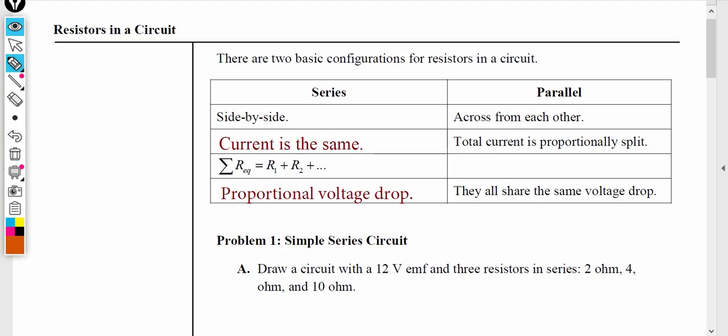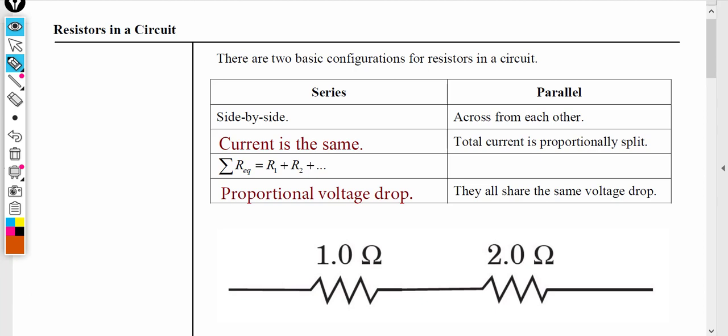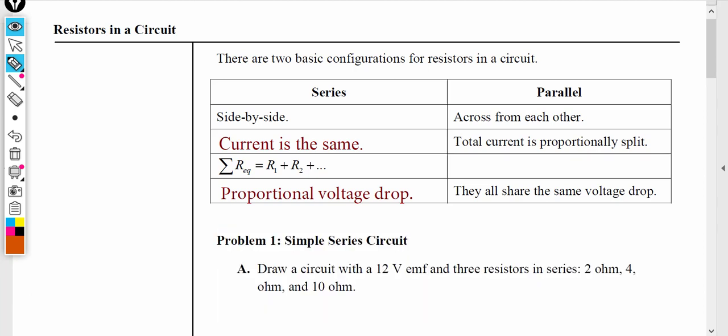Resistors in a circuit can be placed in various configurations. The two basic types are series and parallel. In the series configuration, some of the important things are that the current remains the same, but the voltage depends on the resistor. Now, to find what we call an equivalent resistance, we would add up all of the resistors, and that would give us the equivalent resistance.